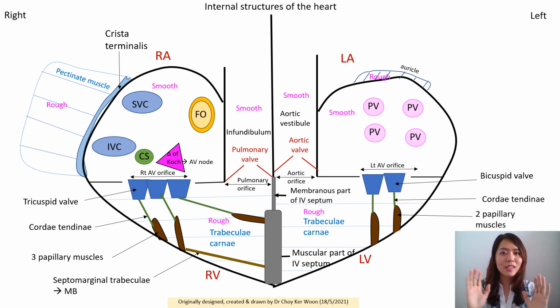So that's all about the internal structures of the heart. I hope this schematic diagram will make you visualize and understand the internal structures of the heart. Using this diagram, you will be able to compare the differences and similarities between the right and left atrium, and also the right and left ventricle. That's all from me. Thank you very much.